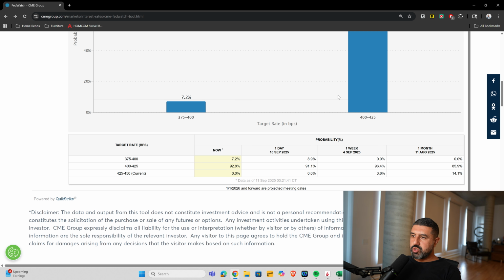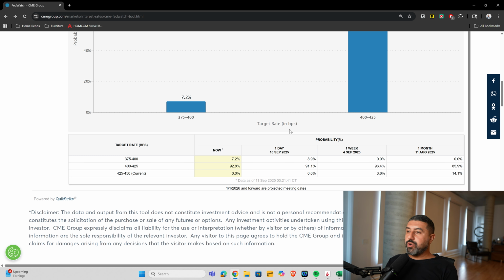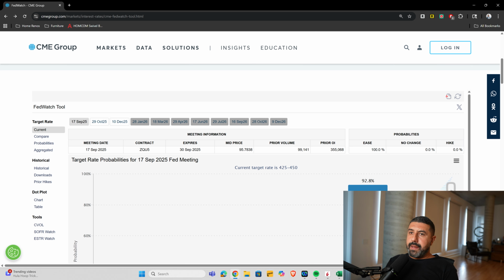Now, how does this tool come up with these probabilities? The Federal Reserve hasn't announced it yet. Do they have a crystal ball or something? How is this calculated, and why does it matter to you? You can also use this tool to check future FOMC meetings and their probabilities.